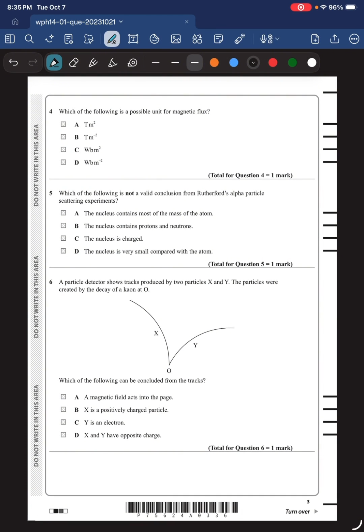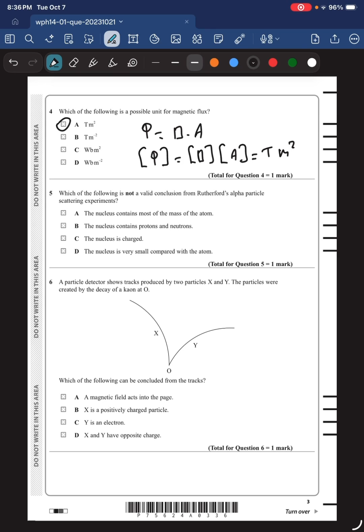Question 4. Which of the following is a possible unit for magnetic flux? Okay, magnetic flux is magnetic flux density times area, right? And if we try to work on the units, and I use square brackets whenever I'm referring to the units of a certain physical quantity. So phi, the flux, the units for flux are the units for B and the units for A. The units for magnetic flux density is Teslas, for area is meter squared, so the correct answer is A.